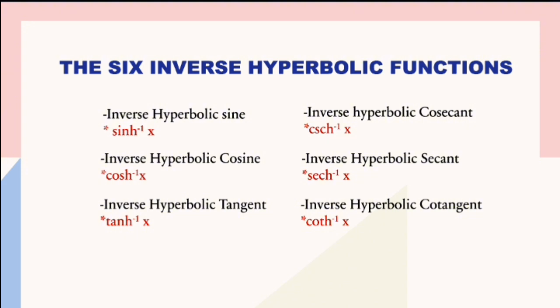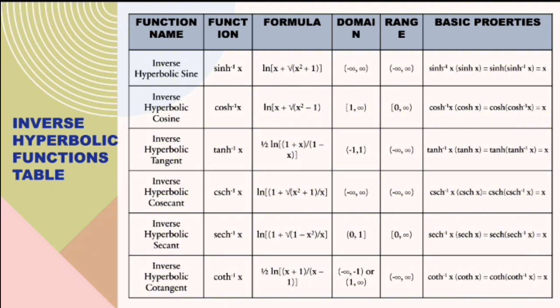Now let's move on to the inverse hyperbolic functions table. As you can see here, I made a table to help us understand the inverse hyperbolic functions more easily. It shows the function, formula, domain, range, and basic properties. So the formula of inverse hyperbolic sine is ln(x + square root of x squared plus 1).